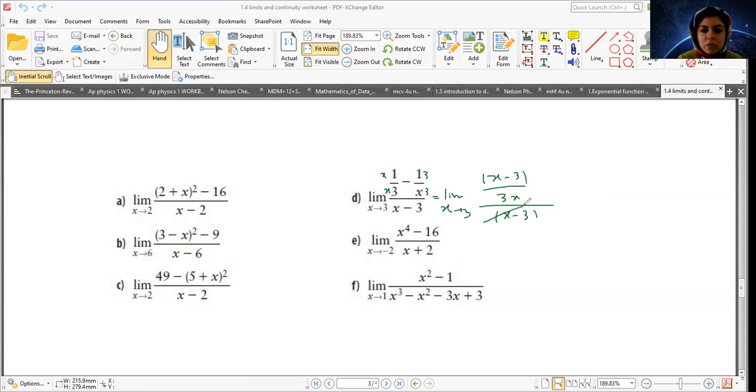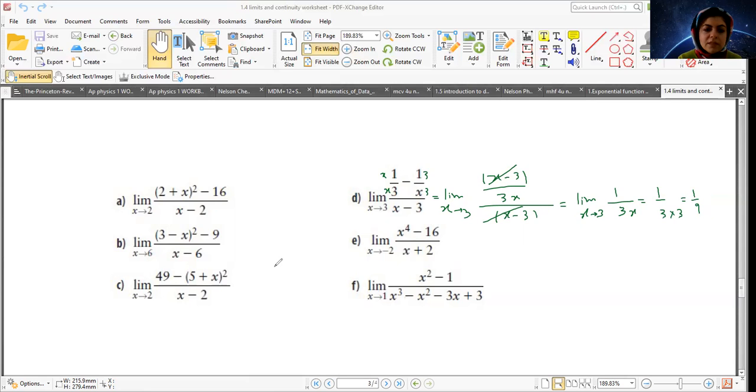Now my problem is solved. If you sub 3, you no longer get 0 in numerator and denominator. So here I have 1 over 3x, x goes to 3. So here 1 over 3 multiplied by 3. Sub 3 instead of x, and you get 1 over 9.